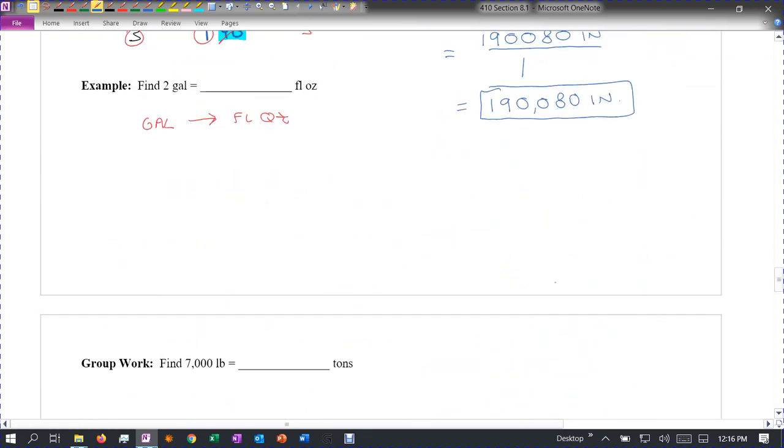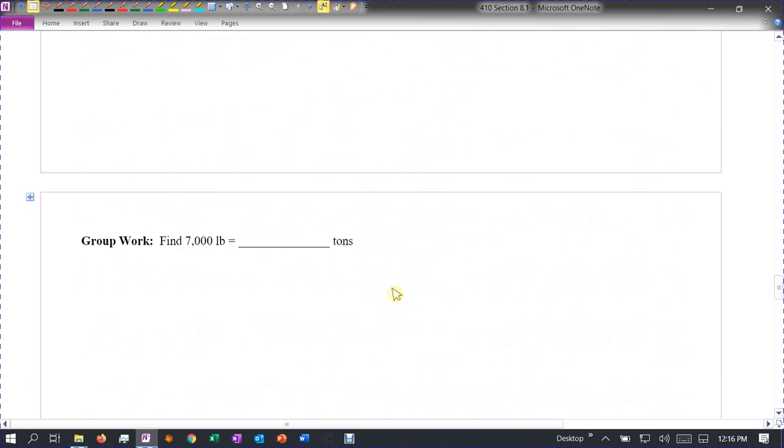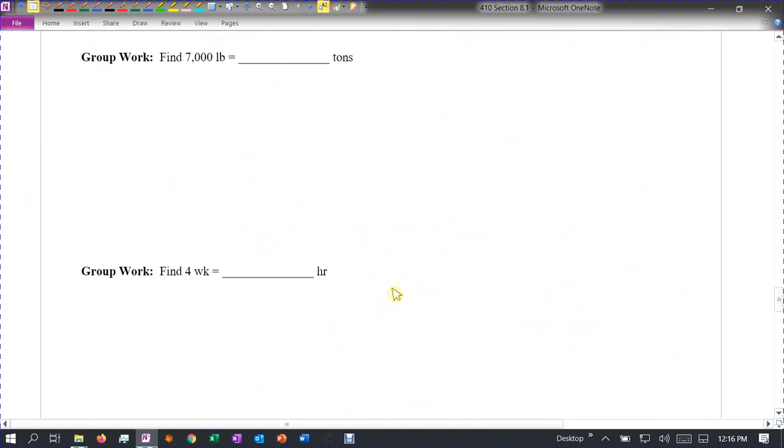So let me see what we've got here. Here's a group work problem. So this group work, what I'm going to do is just let you have a chance now to pause the video and then try and work it out yourself. And then I'll come back here and show you the answer. So go ahead and pause that video. Work it out.